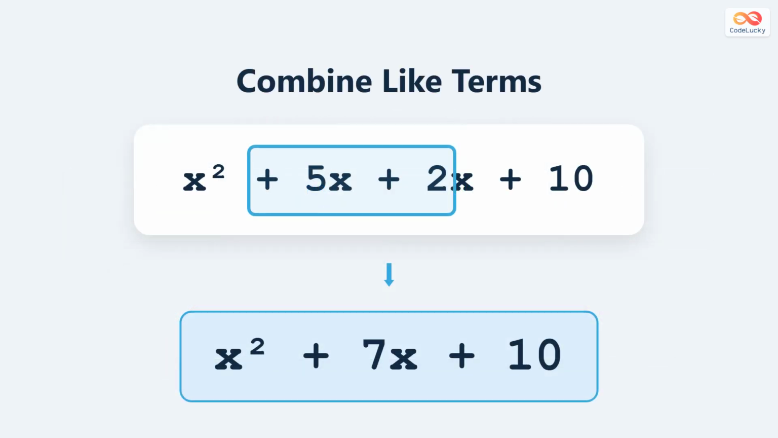We are almost done, but we can simplify this. Notice that we have 5x and 2x in the middle. These are like terms, so we can add them together. 5x plus 2x equals 7x, so our final answer is x squared plus 7x plus 10.